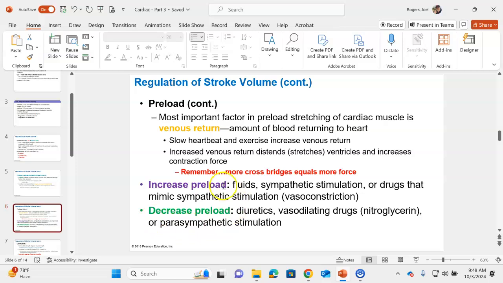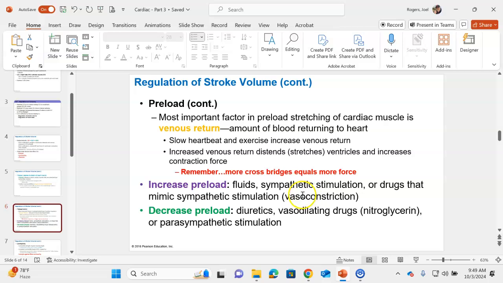A couple of things down here, just some examples of things that would increase or decrease preload. Fluids, an increase in bodily fluids, and I don't mean bodily fluids in a negative connotation. I mean, let's say if you're dehydrated, or like sometimes when you go to the hospital for something and you get an IV. Okay, an introduction of fluids like that is actually going to increase the amount of fluid in your blood, and if there's more blood by volume in your body, that's going to cause the ventricles to stretch more. Sympathetic stimulation, okay, like during a fight or flight response, that'll do it.